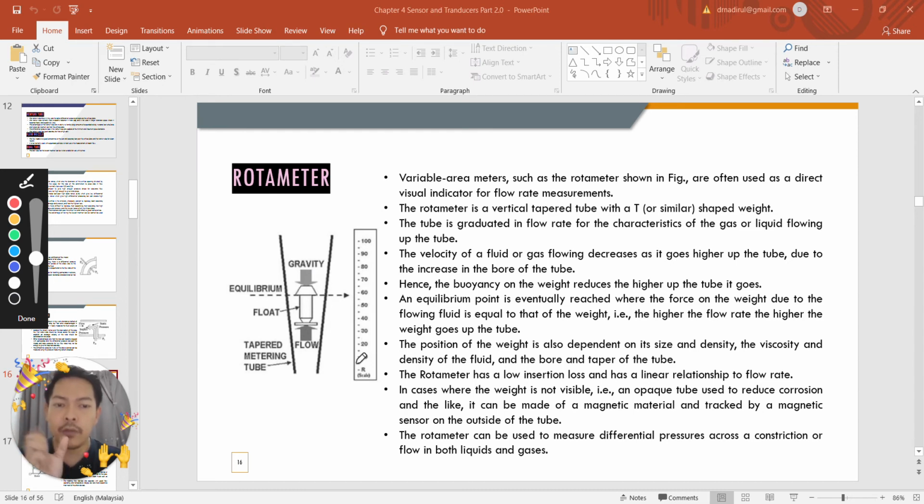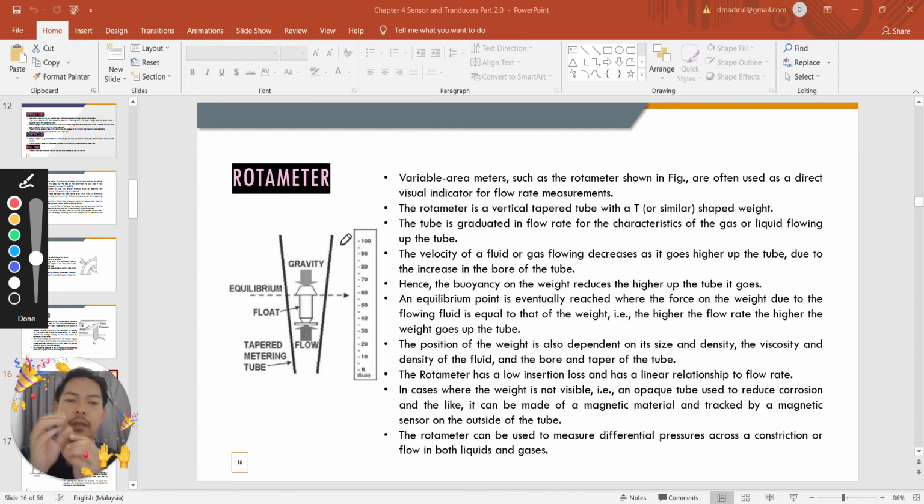The position of the weight is also dependent on the size and density, the viscosity and the density of the fluid, and the bore and taper of the tube. Okay. The rotameter has a low insertion loss and has a linear relationship to flow rate.